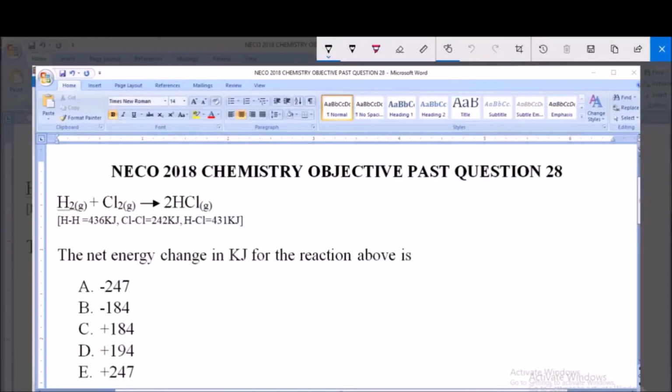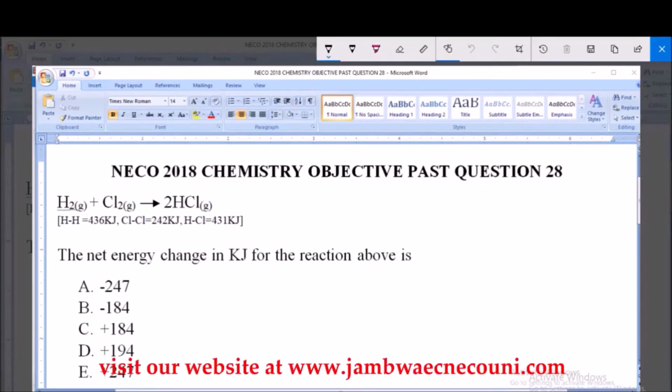I will be answering NECO 2018 Chemistry Objective Past Question 28. Now we're given this reaction, that is hydrogen reacts with chlorine to give us hydrogen chloride. Beneath them is the heat content of each of the reactants and also the heat content of the product. Now the question says the net energy change in kilojoules for the reaction above is A, minus 247. B, minus 184. C, plus 184. D, plus 194. E, plus 247. So we are asked to calculate the net energy change.